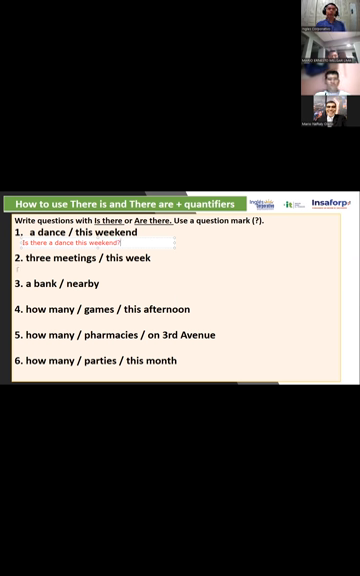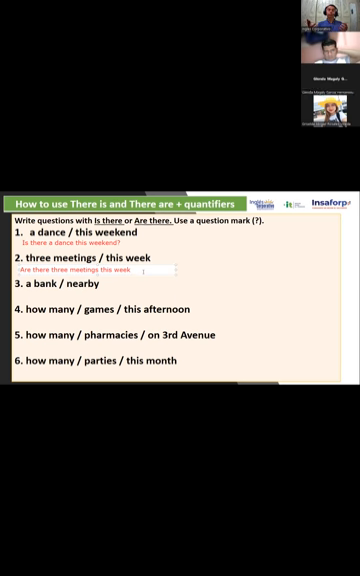Now, group number two, please. Meetings this week. And? Question mark, right? Question mark. Good, thank you. Group number one, please. Is there a bank nearby? Is there a bank nearby? Nearby. Yes, nearby. Cerquita, cerca, right?